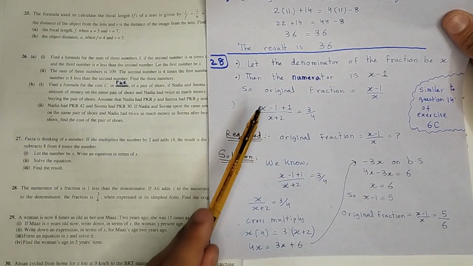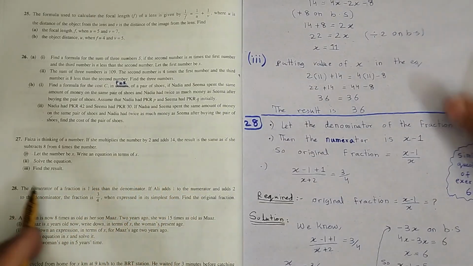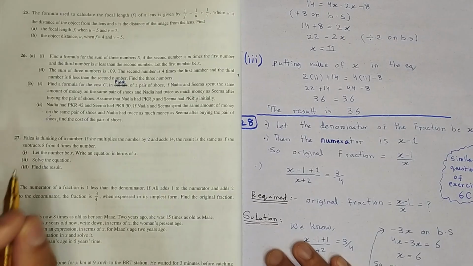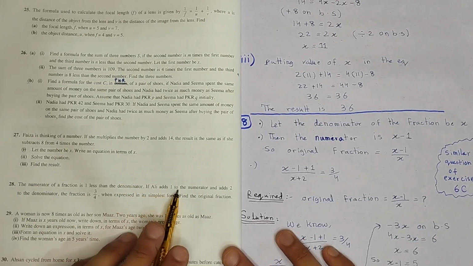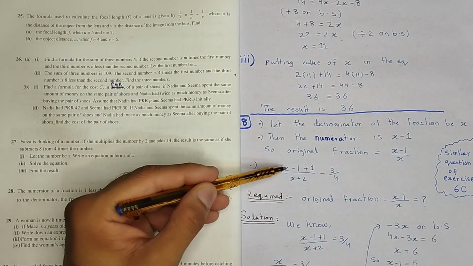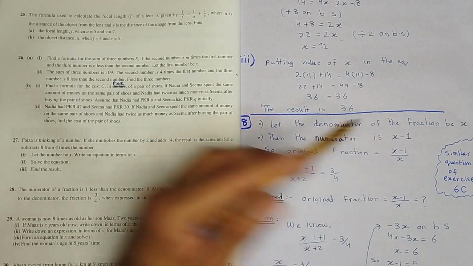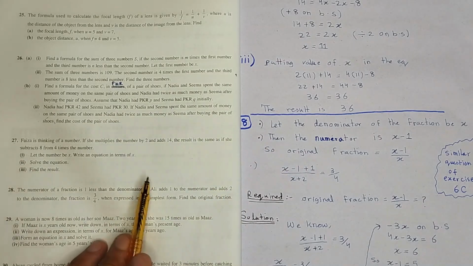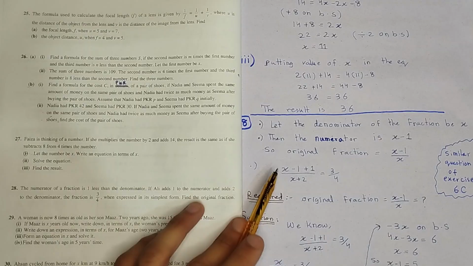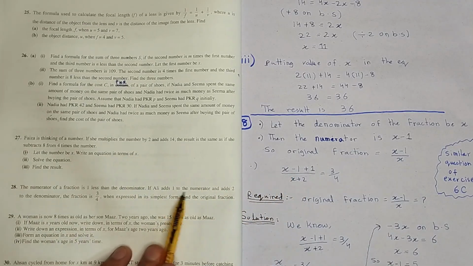The question tells us the equation. After this first sentence, it tells us the equation. It says that Ali adds 1 to the numerator. What was the numerator? The numerator was x minus 1, correct? And Ali is going to add 1 to it. Okay, so x minus 1 plus 1.